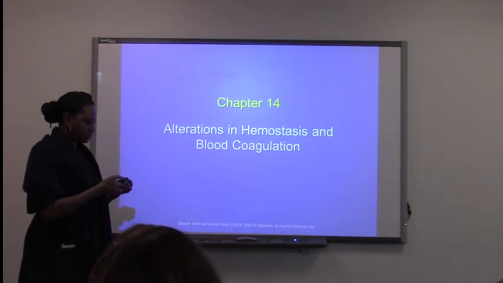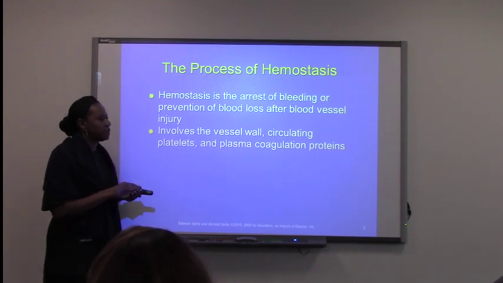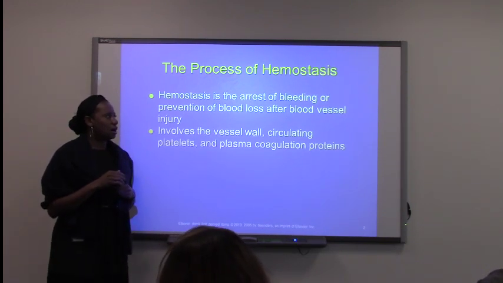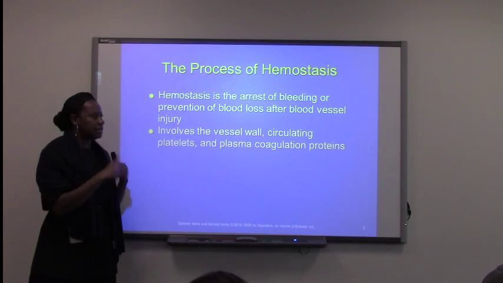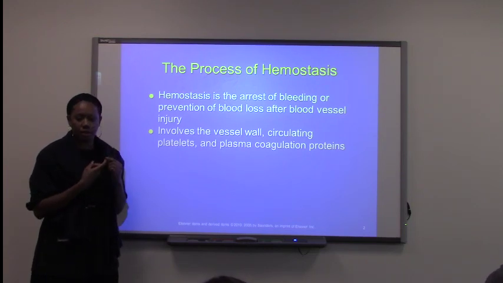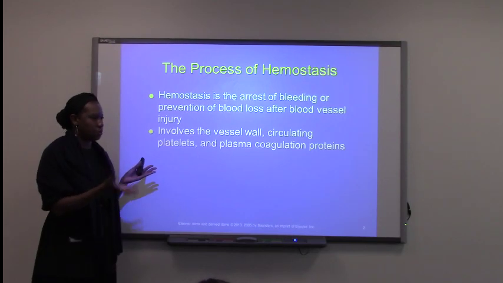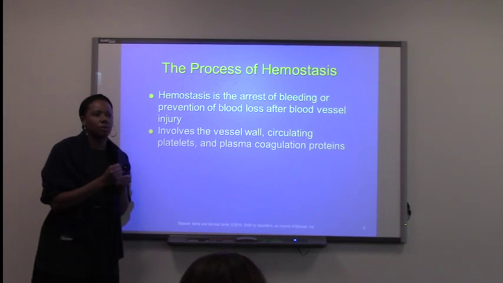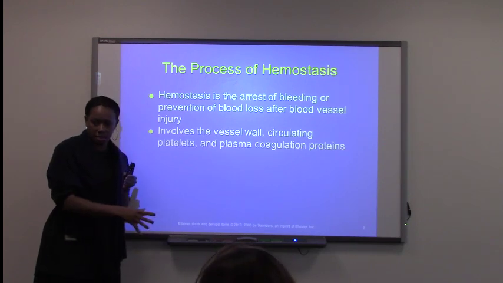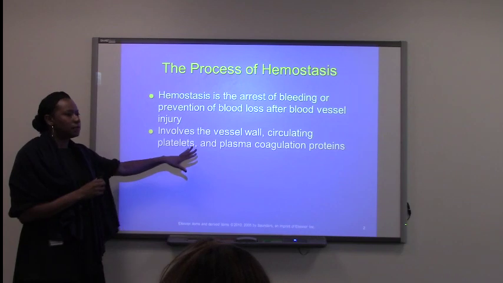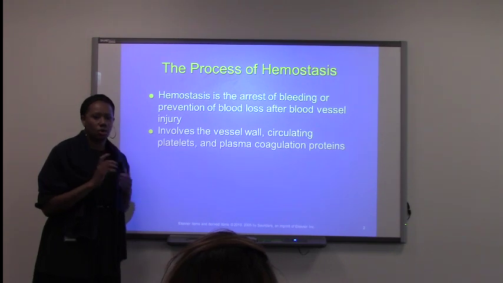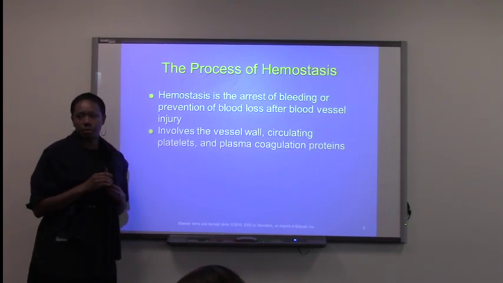Now, the term hemostasis is the arrest of bleeding or prevention of blood loss after a blood vessel has been injured. So if we're talking about a cut or injury to the vessel wall and blood starts to spurt out, the stopping of that blood is hemostasis. We want patients to have good hemostasis, but sometimes they don't because of certain issues. This involves the vessel wall, circulating platelets, and the coagulation factors or coagulation proteins, which are extremely important with blood clotting.